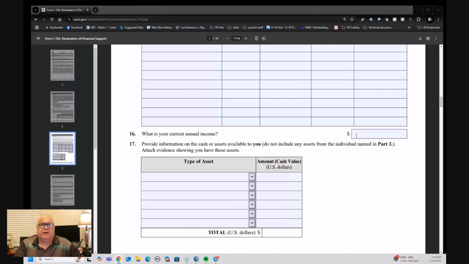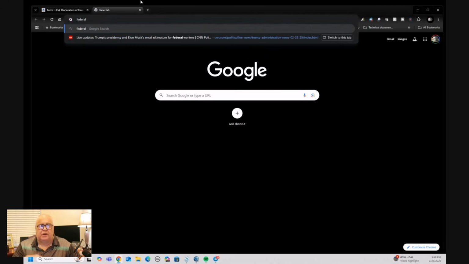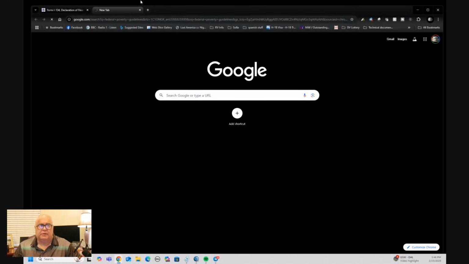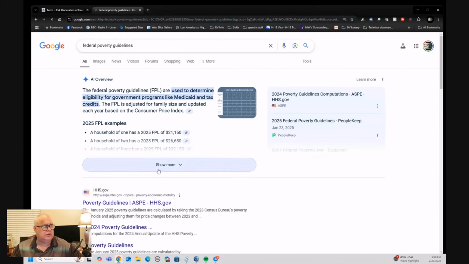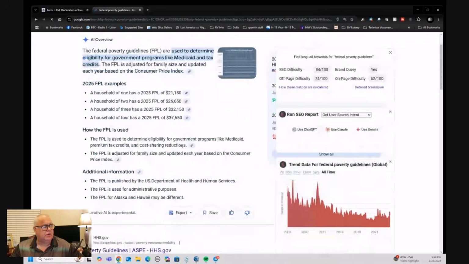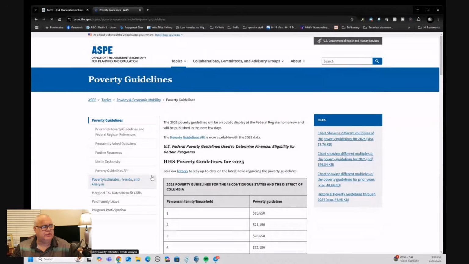Okay. Now, I mention that because before you fill in this form, you may as well realize what the federal poverty guidelines are for your family size, the combined family size. So if we put in here federal poverty guidelines, and you can check this at any time, it changes year to year, but you can check this. So let me get the form here. This is the FPG.